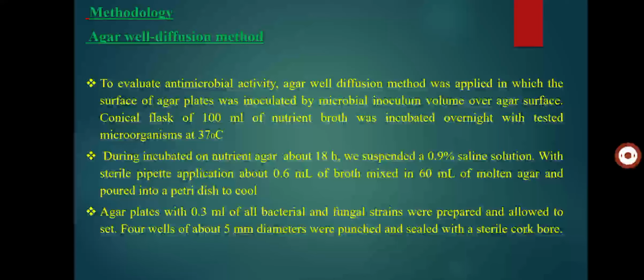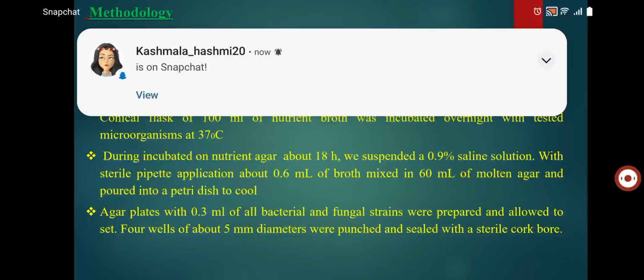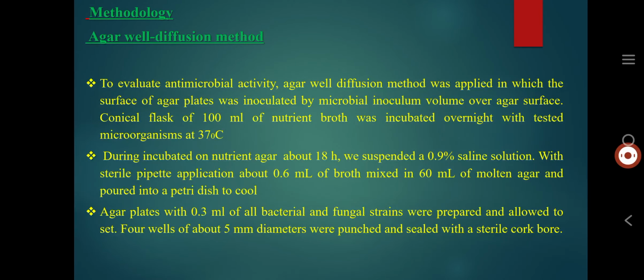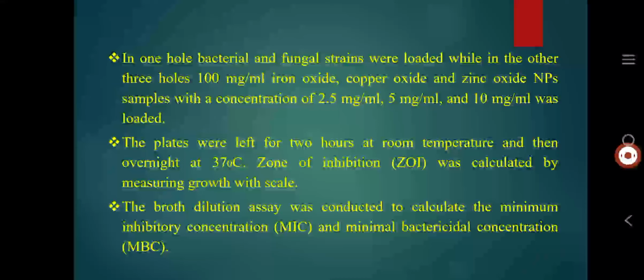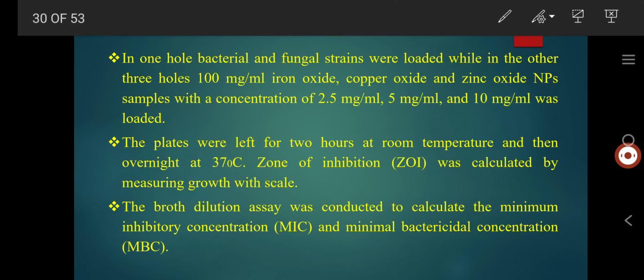The agar-well diffusion method was applied, in which the surface of the agar plates was inoculated, and the nutrient growth was incubated overnight with the tested microbial strains, and agar plates with 0.3 ml of the bacterial and fungal strains were prepared. Similarly, the wells were loaded with the bacterial and fungal strains, while in the other three holes, 100 milligram per ml iron oxide, carbon dioxide, and zinc nanoparticles mixed at concentrations of 2.5, 5, and 10 milligram per ml were loaded. The plates were left for 2 hours at room temperature, and then overnight at 37 degrees centigrade, and ZOI was calculated as well as MIC and MBC.